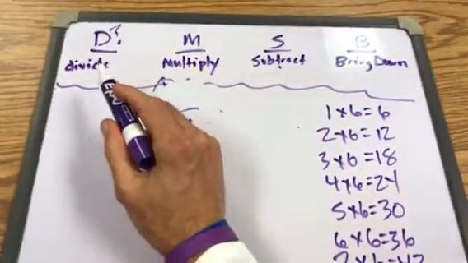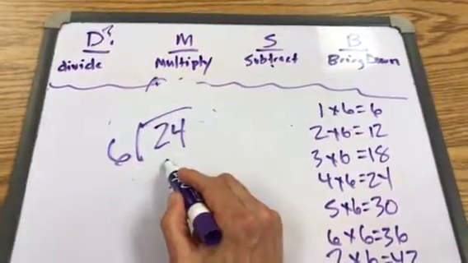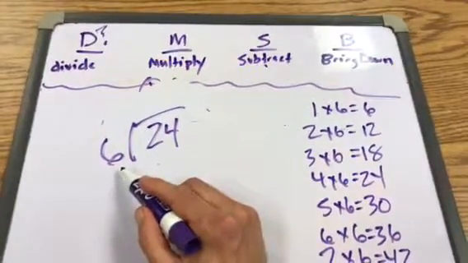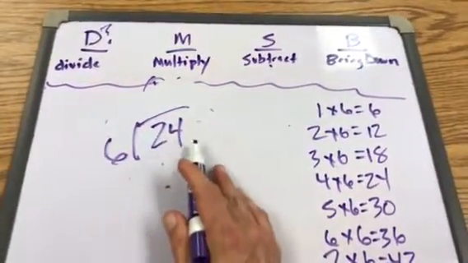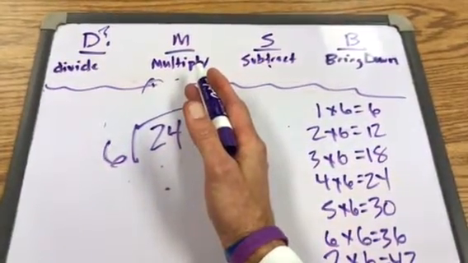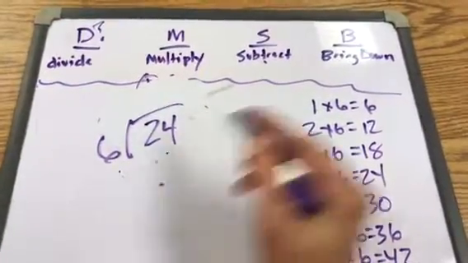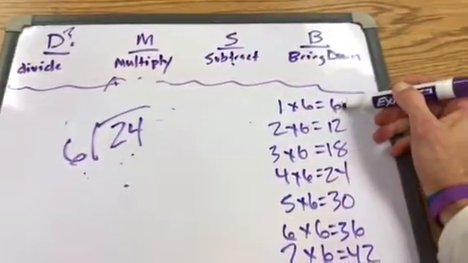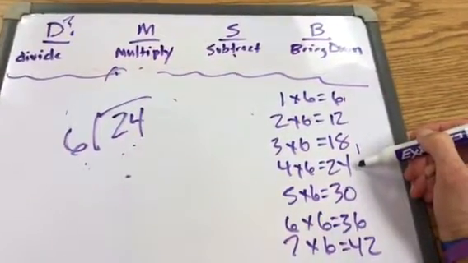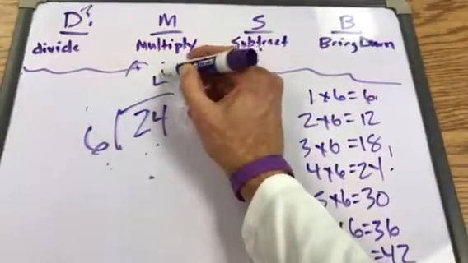My divide, my "dirty" for dirty monkeys, is how many groups of 6 can you take out of 2? And if I had 2 counters sitting on the table, I could not make a group of 6 out of 2. So I'm going to move over, and I'm going to look at 24, just like I did when I did my estimating quotients. And I say, how many groups of 6 can I take out of 24? Well, if I come over here and I look at my multiples and find the one that is closest to 24 without going over, it would be 24. So in this case, my answer would just be 4. I would write it above the 4.